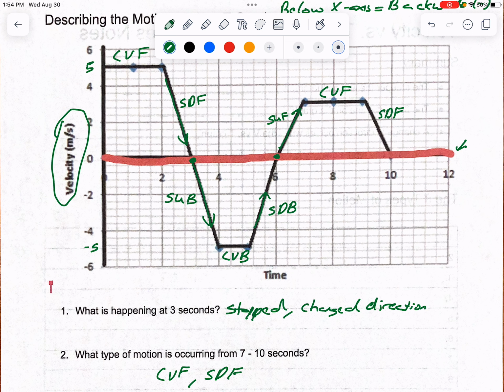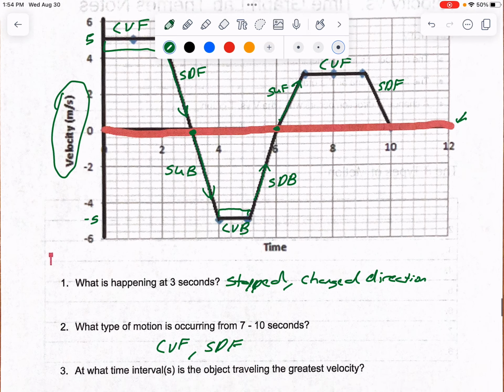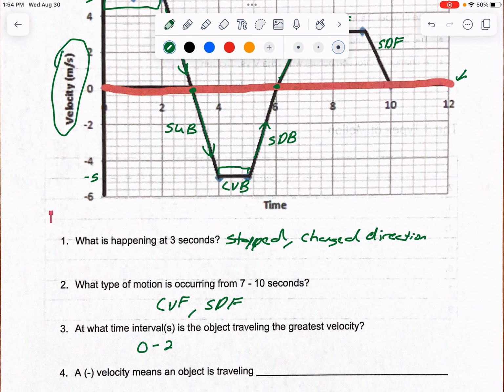So from 0 to 2 seconds, I have a velocity of 5 meters per second. That's the highest I go in the positive direction. And then from 4 to 5 seconds, that is the highest velocity I go in the negative direction. Now, just because one is positive and one is negative does not mean that one's better than the other. It just means they're different directions. So if I want to know when you were going the fastest, I would tell you both of the times. I would say 0 to 2, and then I would say 4 to 5, because they're both technically 5 meters per second, just opposite directions.